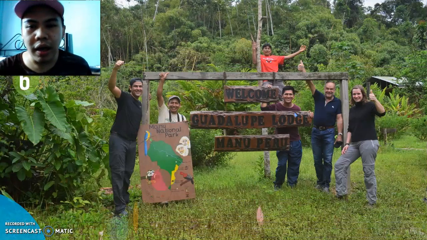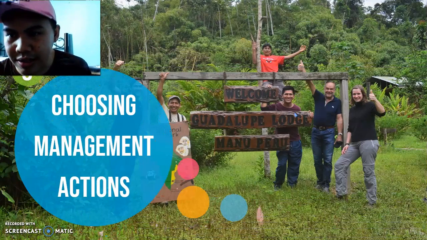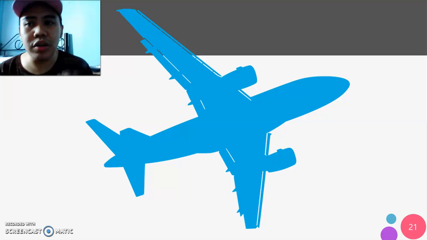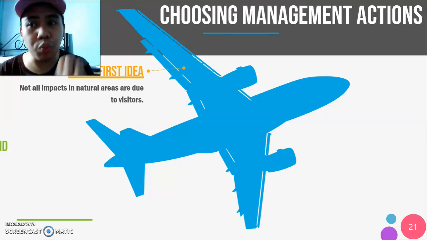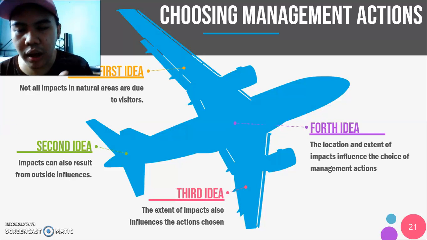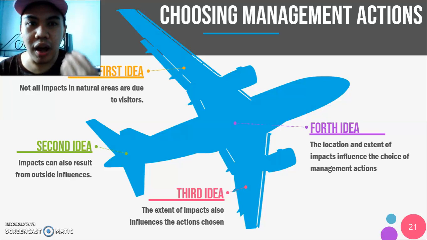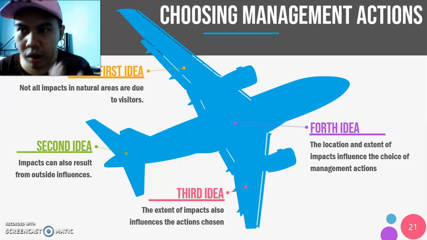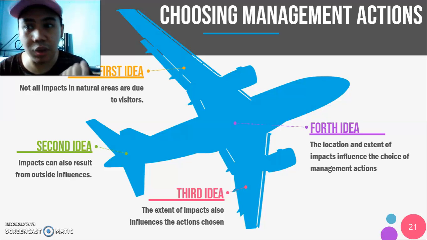Okay, and the sixth is choosing management action. What do we mean by choosing management action? The management has to act in order to protect the protected area. First of all, not all impact on a natural area is from the visitor. Yes, some of the impact is natural impact. For example, a meteor shower can destroy the natural area just because of this disaster. Maybe a volcano eruption will also destroy the area. It's not because of visitors.